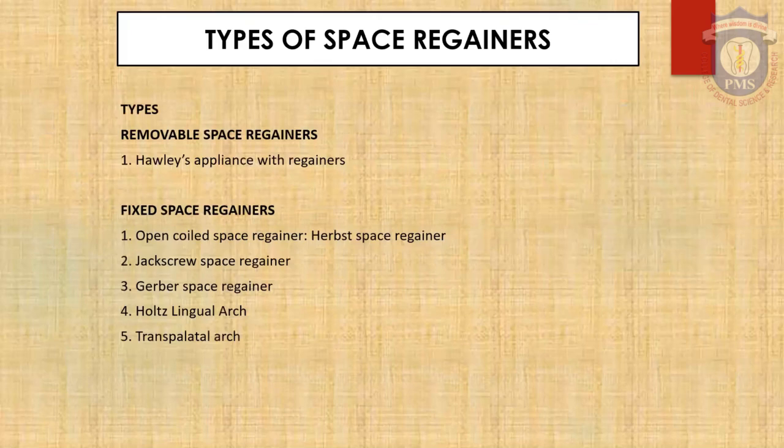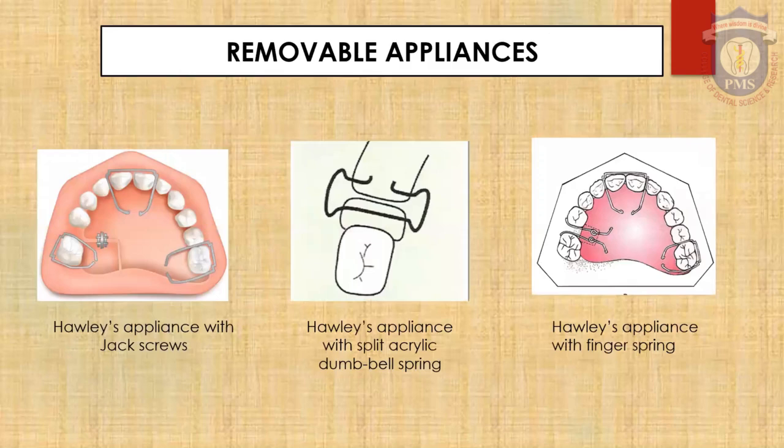Coming to the types of space regainer. As with the space maintainer, it can be a removable or fixed type. Removable includes various modifications of the Foley's appliance. Fixed space regainers include the open coil space regainer, that is Hertz space regainer. It can be a jack screw space regainer, Gerber space regainer, Holtz lingual space regainer, or a transpalatal arch.